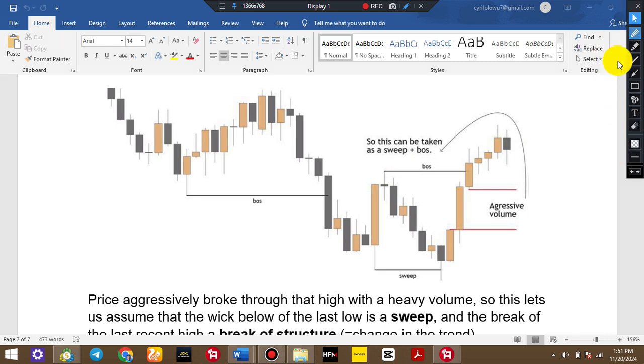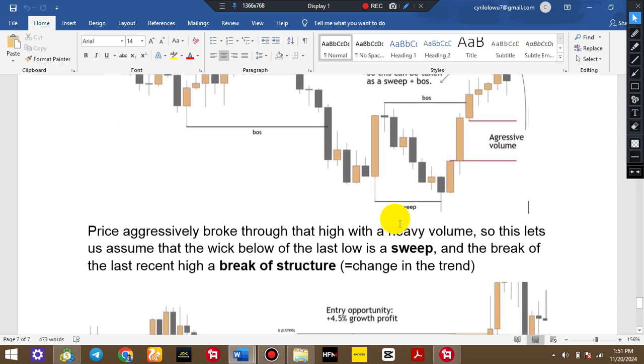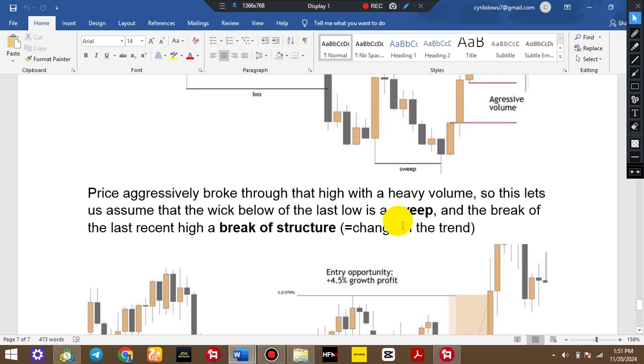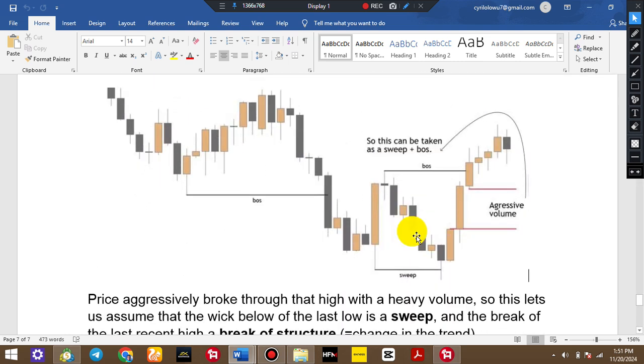So what happened to that trade? Price aggressively broke through that high with a heavy volume. So this lets us assume that the wick below of the last low is a sweep, and the break of the last recent high is a break of structure, which is change in the trend. So you can see how we are able to differentiate between a sweep of liquidity and a break in trend.